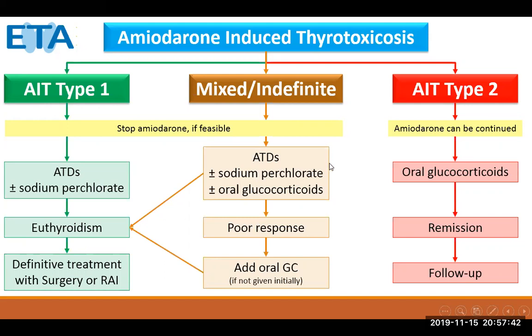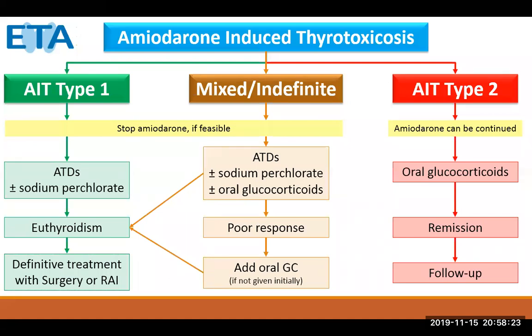After 2 weeks, check free T3 or thyroid hormones in general. If there is a rapid normalization of thyroid hormone, you must suspect this case is type 2, not type 1. Type 1 responds very slowly to antithyroid drugs, but type 2 responds rapidly to oral glucocorticoid. So if you give antithyroid drug with glucocorticoid and after 2 weeks there is rapid normalization, this is truly type 2. In this scenario, you stop the antithyroid drug and continue oral glucocorticoid as type 2.